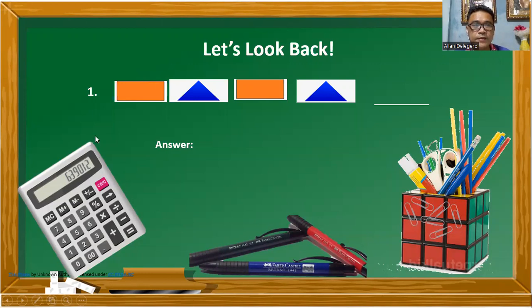Let's look back. Let's start with number 1. Rectangle, triangle, rectangle, triangle, blank. So the answer is rectangle.